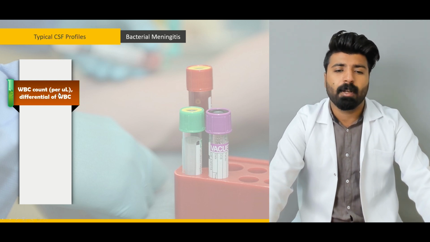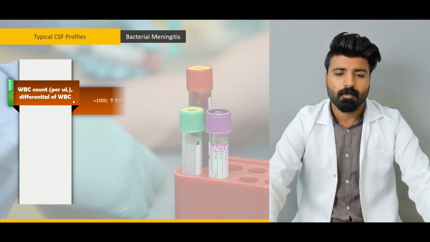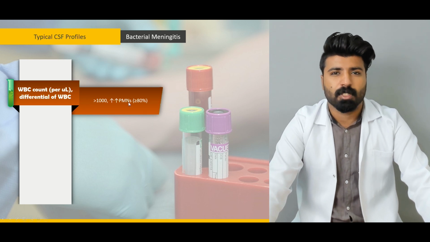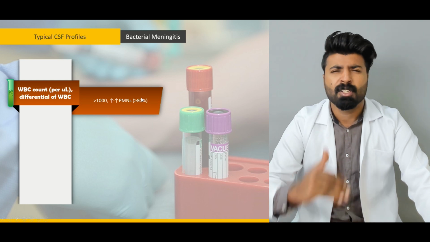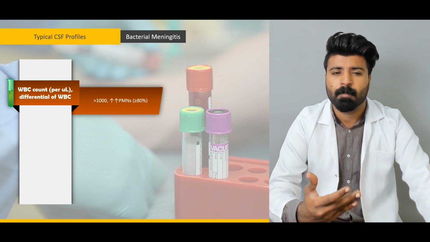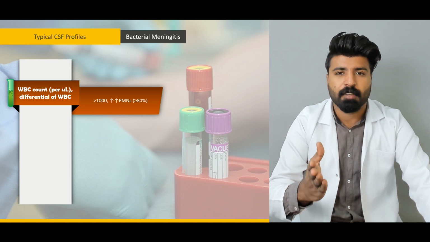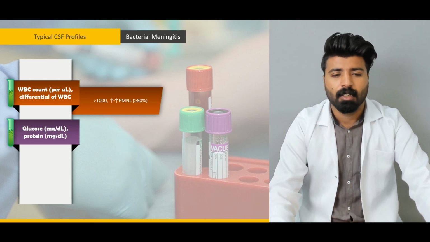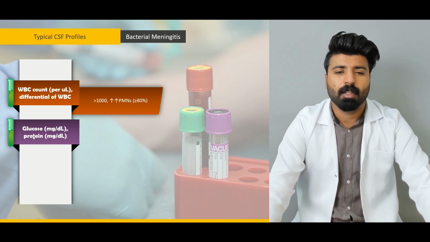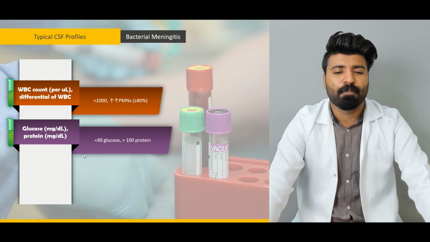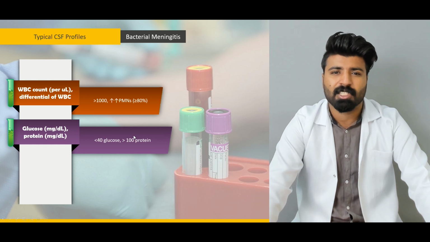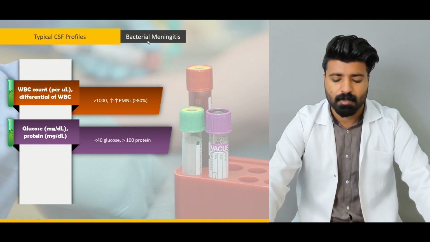So the WBC count per microliter will be more than 1,000, right? And it will be more and more of PMNs, more than 80%. So if you have this kind of WBC profile of that patient in the CSF, you will definitely think of bacteria. Next on, we go for glucose and protein. We check for these substances in milligrams per deciliter. So, less than 40 glucose or more than 100 protein are suggestive of bacterial meningitis.